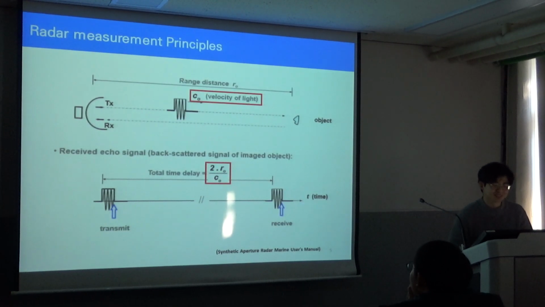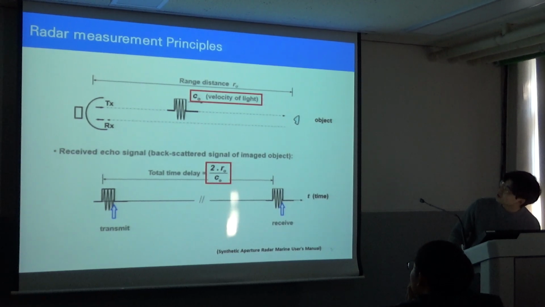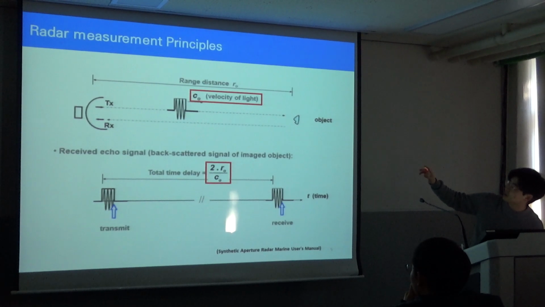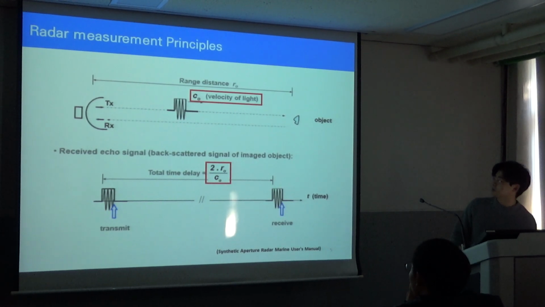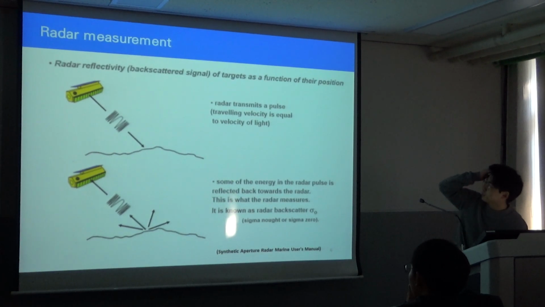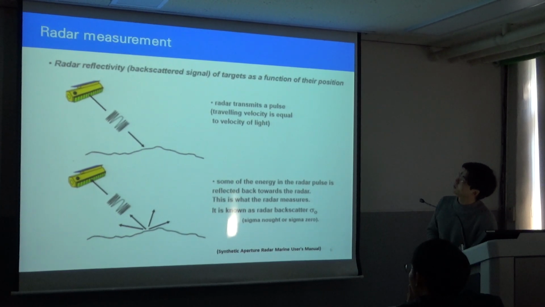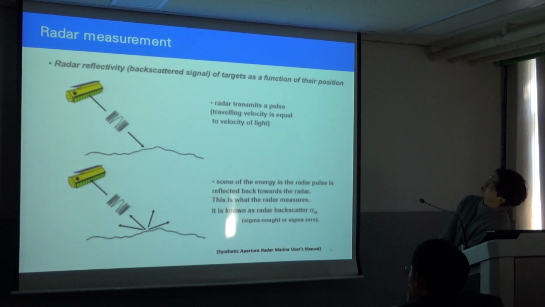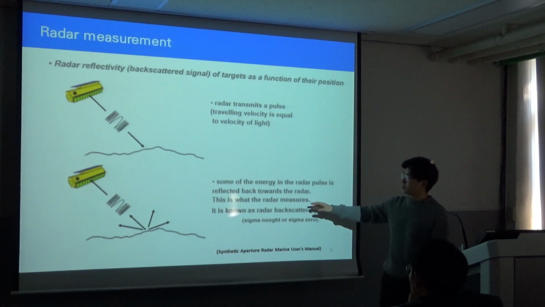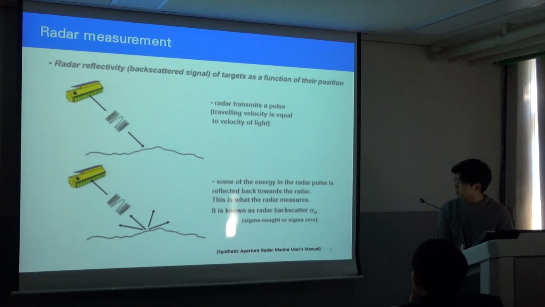The radar measurement principle is: first, the satellite transmits a signal at the same velocity as light, and then receives the echo signal. It's the backscatter signal of the imaged object. It simply says radar reflectivity. First the radar transmits a pulse, and second the radar receives the backscattered signal.